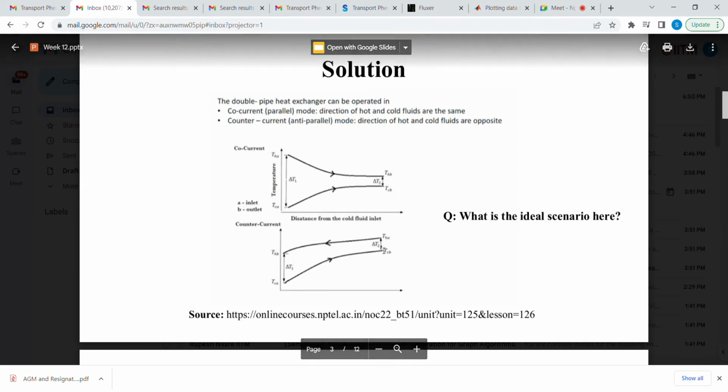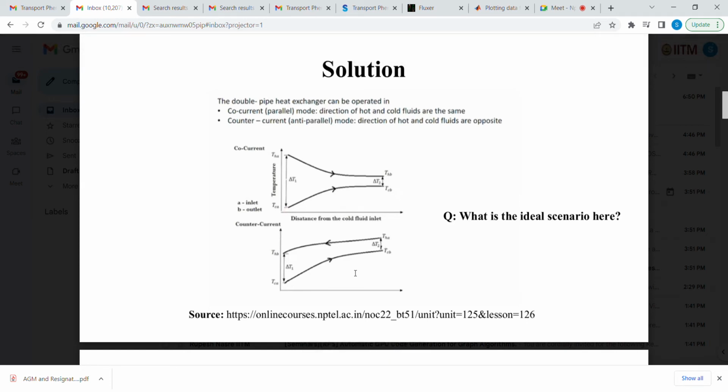It's just logic. And what is the ideal scenario here? What is the ideal scenario? The ideal scenario, let me put it this way, the thermodynamically ideal scenario. What is it?